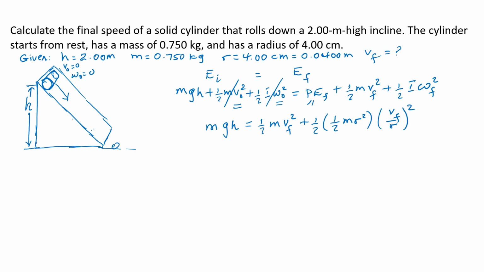So now we can see m is in all terms, therefore we can divide both sides by m. We can cancel out m. Alright, so we have gh on this side, half vf squared on this side here, plus 1 over 2 times 1 over 2 is 1 over 4, and r squared here cancels out with r. Remember there is a 2 here, squared. Therefore, that's gone. So we are left with vf squared here. 1 over 2 vf squared plus 1 over 4 vf squared is 3 over 4 vf squared.